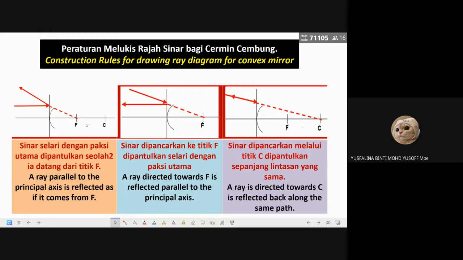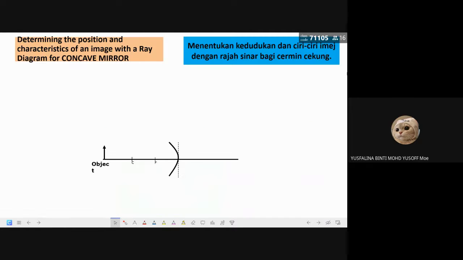And then the second one, from the object, it goes straight to C. Then you can form an intersection around here, so they form the image. I will teach you how to draw for each diagram, so don't worry.